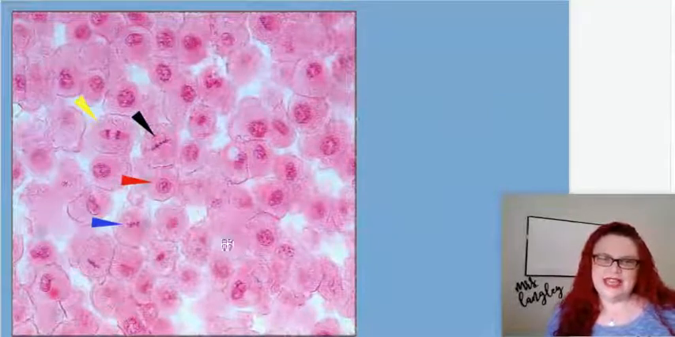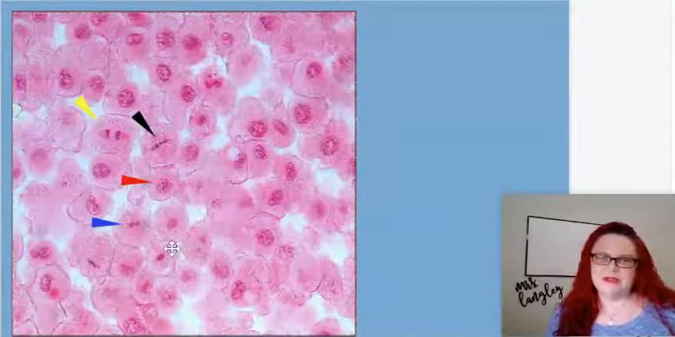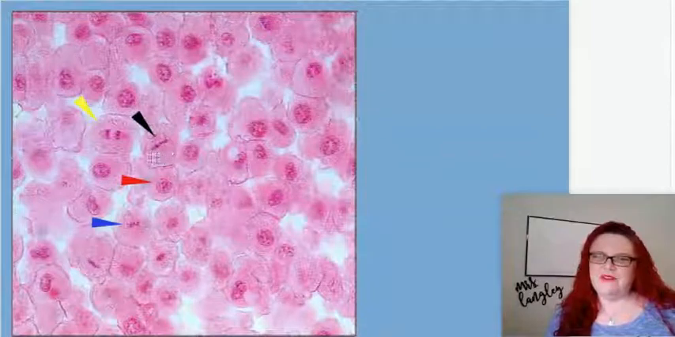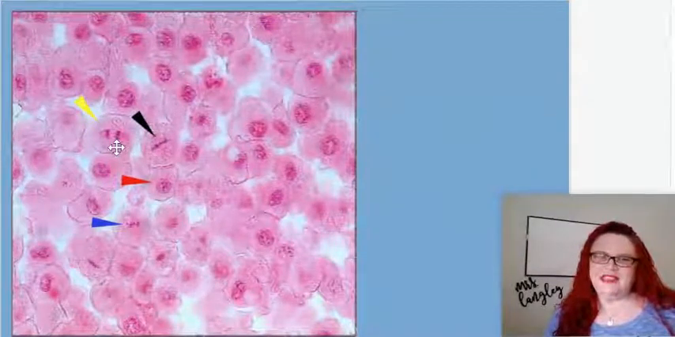Okay, so we would say that this one here is in prophase. Here we have one in metaphase, anaphase. And on this slide, I never did find one in telophase.